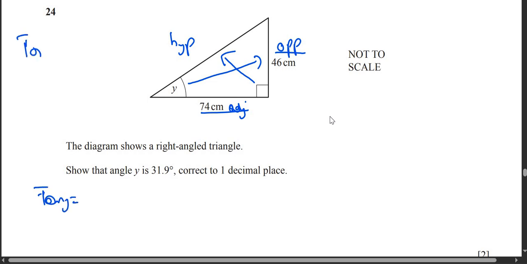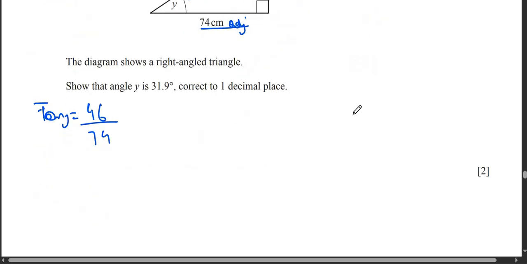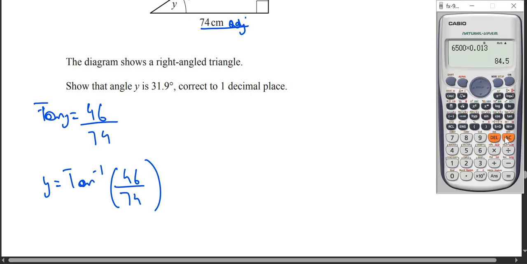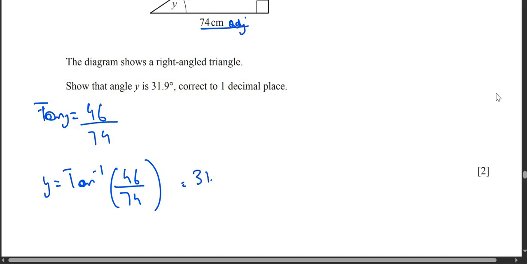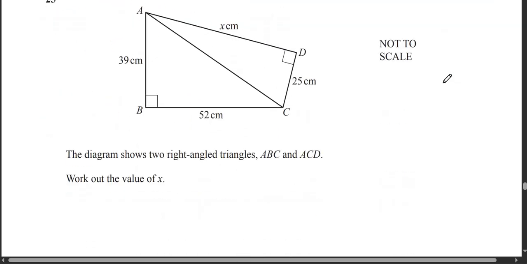Let me write it for you. Tan theta is equal to opposite upon adjacent. So I will write opposite is 46, adjacent is 74. Y is equal to tan inverse 46 upon 74. I will go on to my calculator. I will do tan inverse 46 upon 74. Sorry. It's 31.86. Rounded off, 31.9, guys.